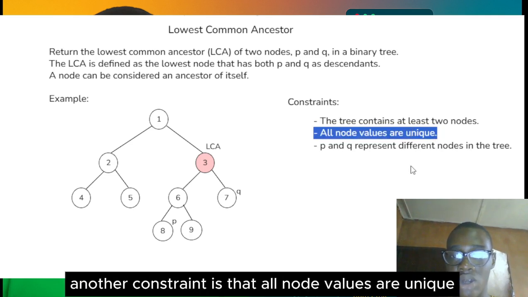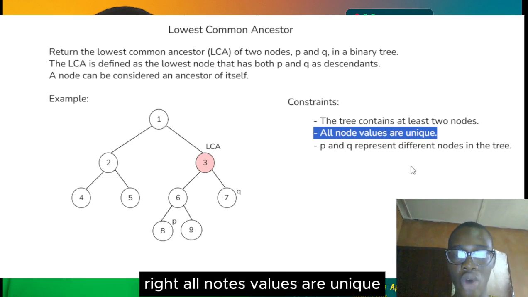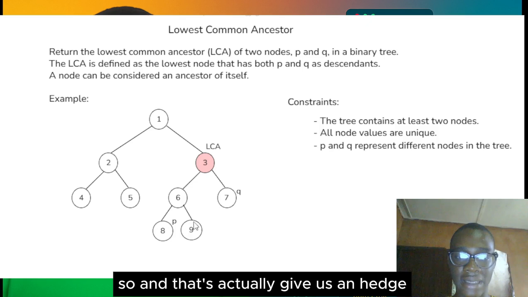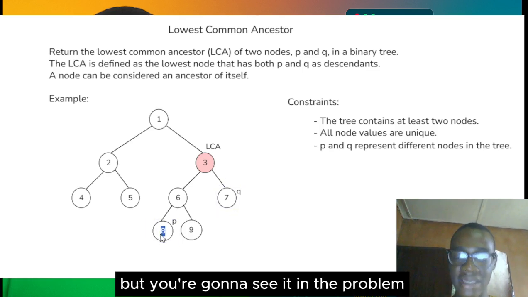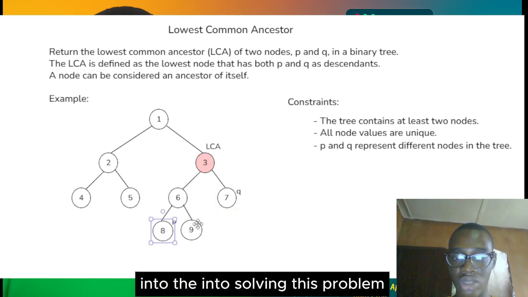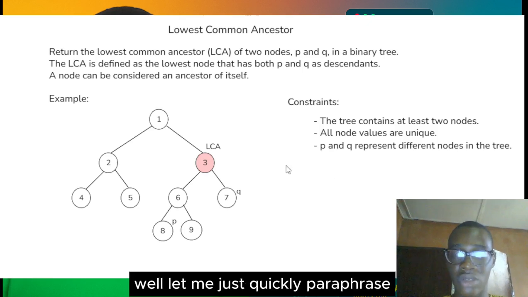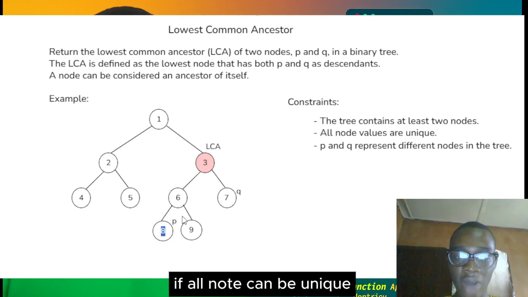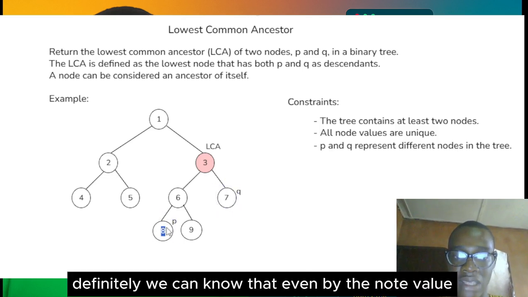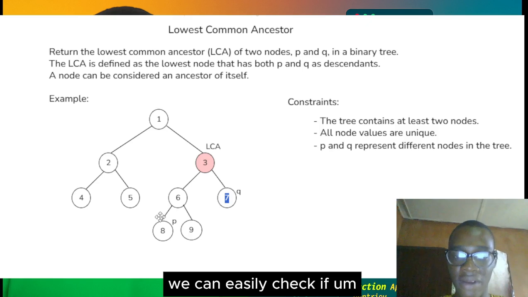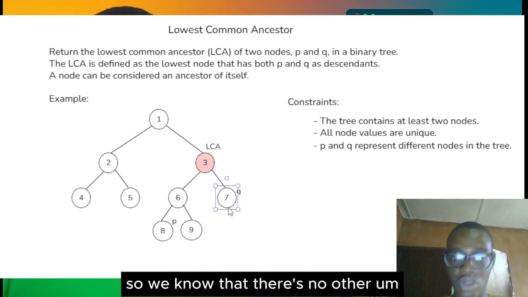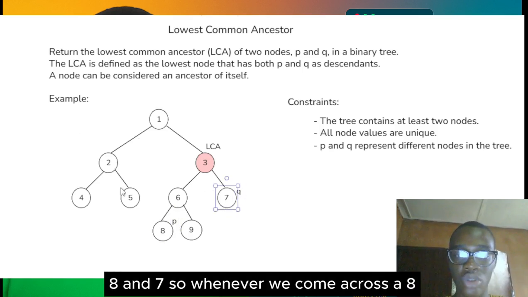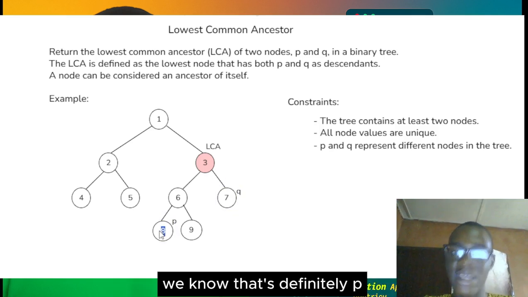Another constraint is that all node values are unique. And that actually gives us an edge. You're going to see it as we move further into solving this problem. Let me just quickly paraphrase. The edge that it gives us is that if all node values are unique, then by the node value we can easily check. Imagine the node value of P is 8 and the node value of Q is 7. We know that there is no other 8 and 7. So whenever we come across an 8, we know that's definitely P. Whenever we come across a 7, we know that's definitely Q.